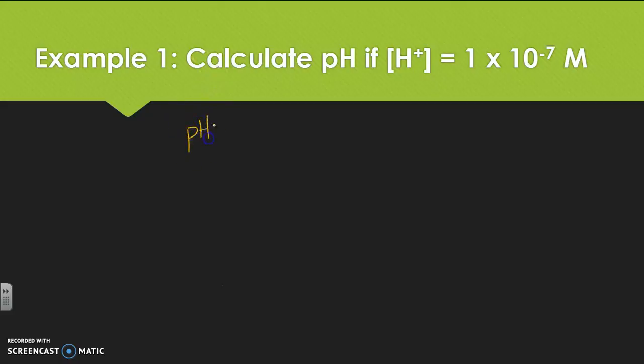All right, well, pH is equal to the negative log of the hydrogen ion concentration. So we put in negative log of 1 times 10 to the negative 7th. Okay. Let me plug this into our calculator.